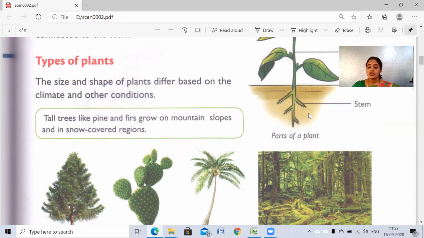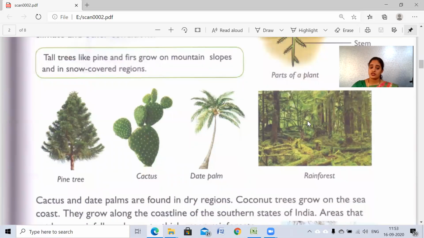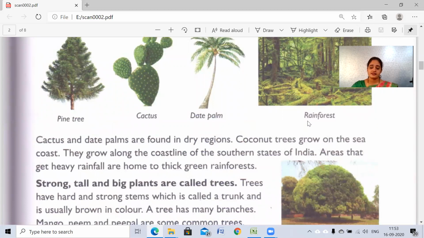Is it no? Tall trees like pine and fir grow in the mountain region, children. These trees will grow and stay for hundreds of years. Okay, no? If you see the cactus or the date palms, we can see them in dry regions where the weather is hot and there is a scarcity of water. We can see the cactus plant as well as the date palm.